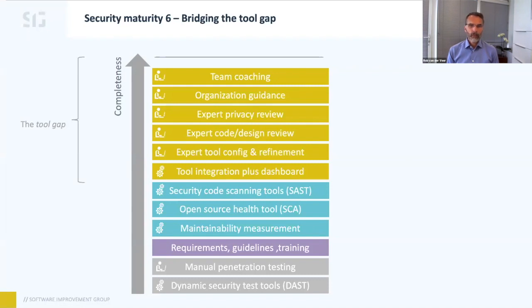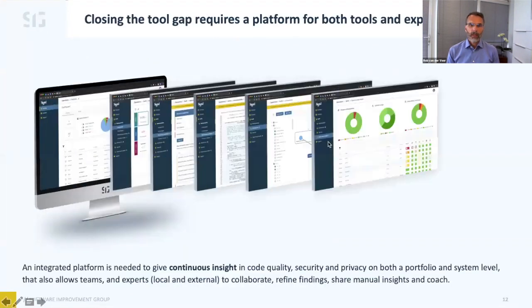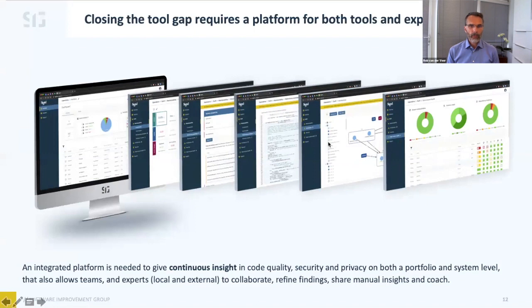At SIG, we have built such a streamlined platform for our clients. And the idea is this. We have an integrated platform called SIGRID. It works as a single point of truth for software assurance, so for all software qualities. And it also provides a collaboration platform for teams, tools, and experts. Experts from SIG, experts from the client.